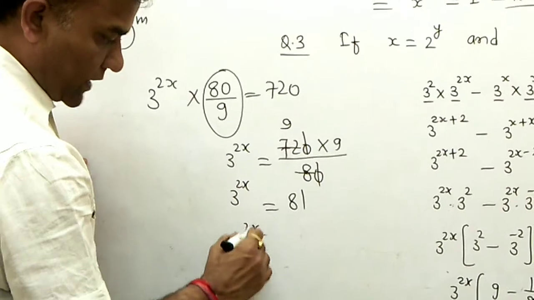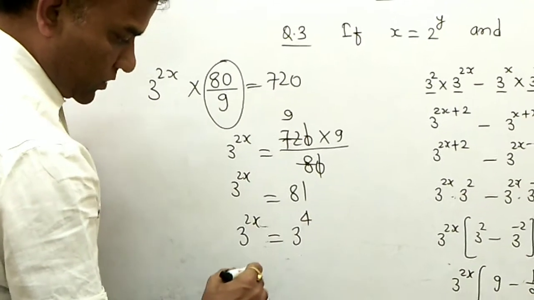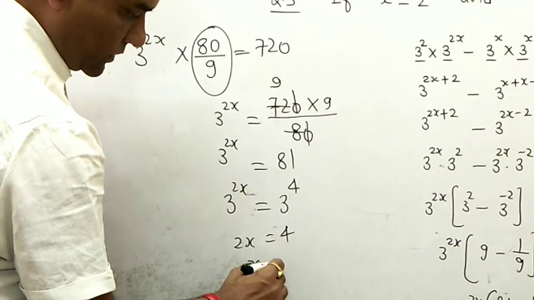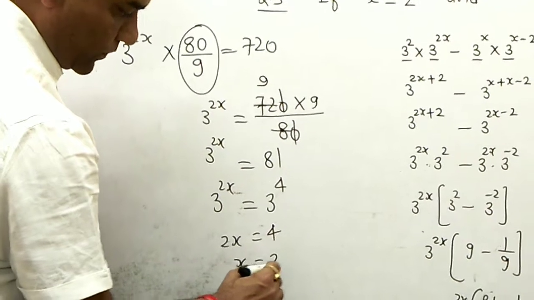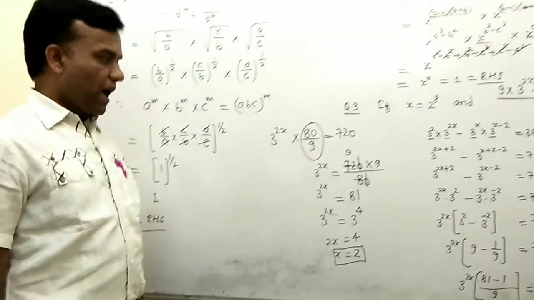3 to the power 2x. We know that 81 means 3 to the power 4. So 2x equals 4, so x equals 2. Your answer is x equal to 2. Okay, you got the value x equal to 2.